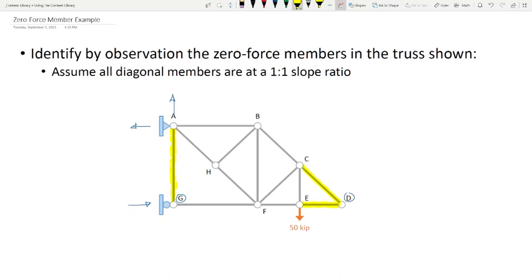So joint E, we have a vertical load going downward, right? So this member, what's the force in this member? In member CE, this is 50 kips down, this has got to be 50 kips up. So this is 50 kips in tension. But what about that member? That's zero, right? Because this is zero, there's nothing going horizontal. This right here, that's a zero force member right there.